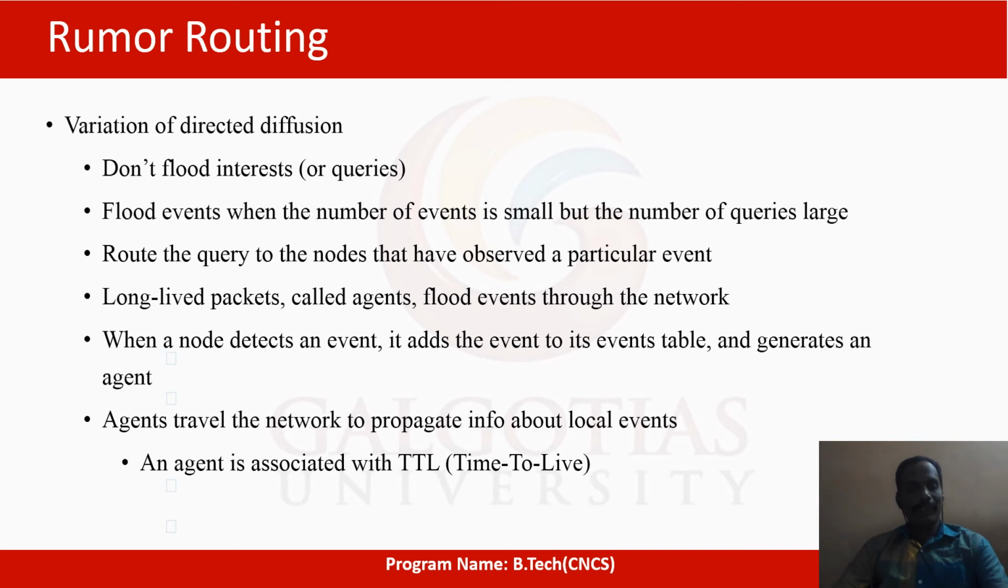The agent travels the network to propagate information about the local event. Defining the route of an event agent highly affects the performance of the next hop selection.